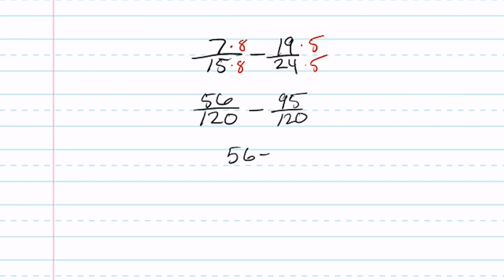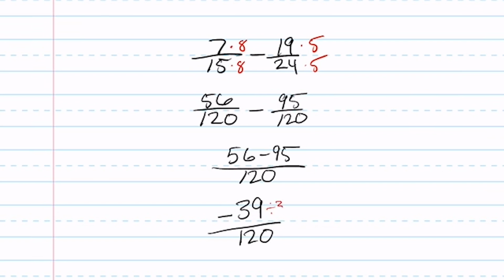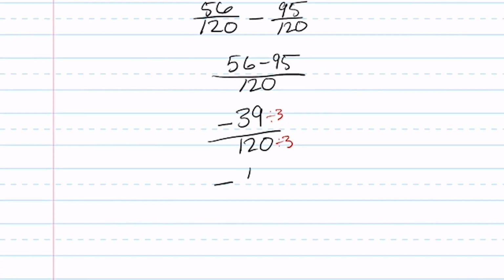Using the relationship from earlier, we can combine the two fractions. And by evaluating, we get negative 39 over 120, which can be reduced further by dividing both the numerator and denominator by 3, which will give us negative 13 over 40.